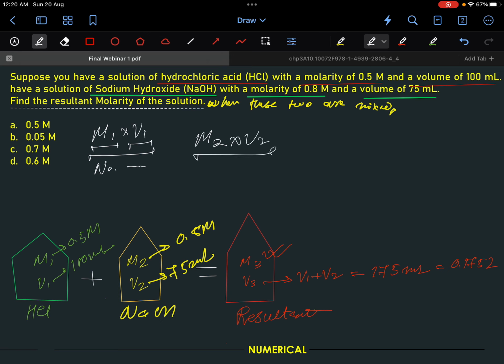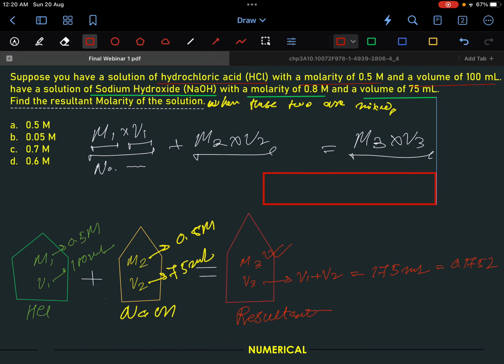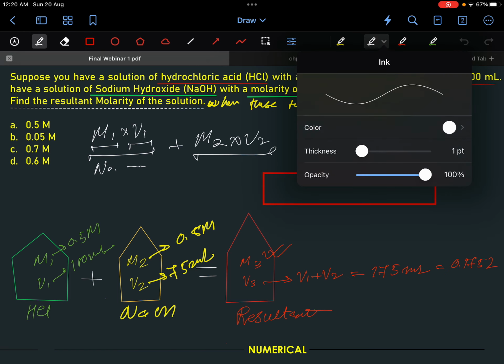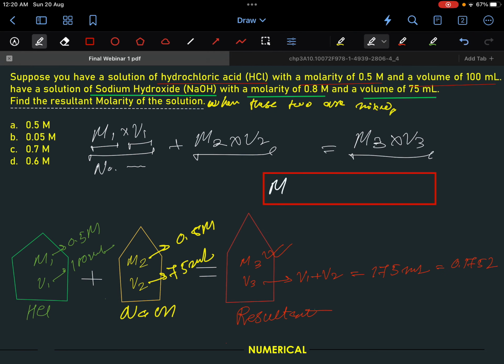After mixing, will the number of molecules change? No, it will not change. The number of molecules of each substance will be the same. And the number of molecules for the resultant is M3 into V3. So if we add the number of molecules of the two, it should be equal to that of the resultant. The formula that comes is M1 V1 plus M2 V2 is equal to M3 V3. Done. This is the formula.